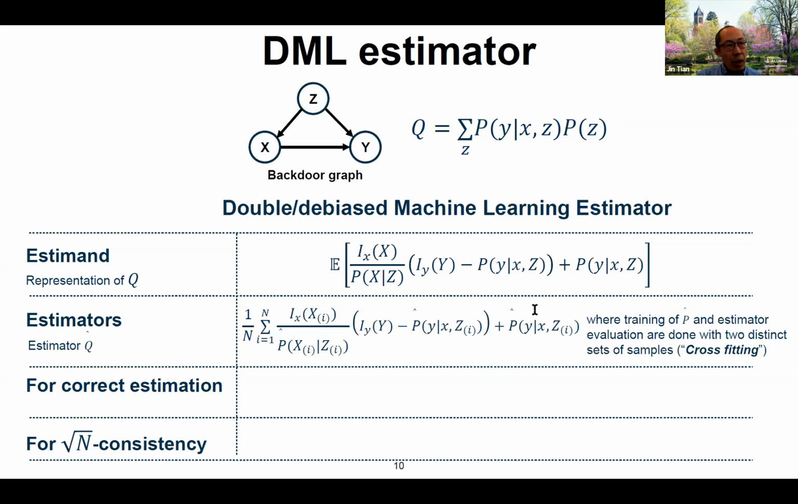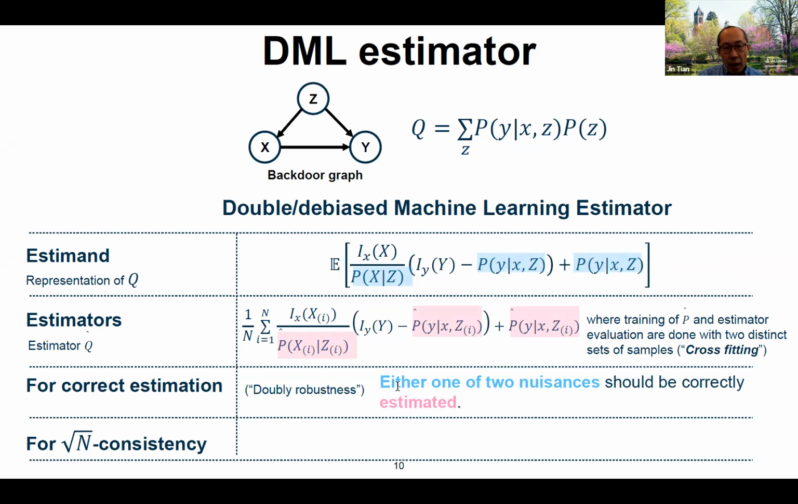To address this issue, double machine learning estimators have been proposed, called the double debiased machine learning estimator, or DML estimator. For this expression, we use a different expression. This is called the augmented IPW estimator. If we use this expression, it turns out that if either one of the propensity score P(X given Z) or the probability of Y given X and Z, either one of those nuisances, is correctly estimated, then the overall estimate can be correctly estimated. This is known as double robustness.